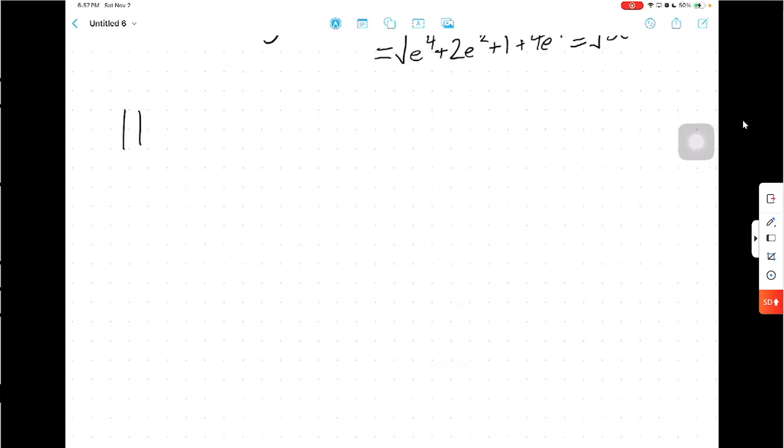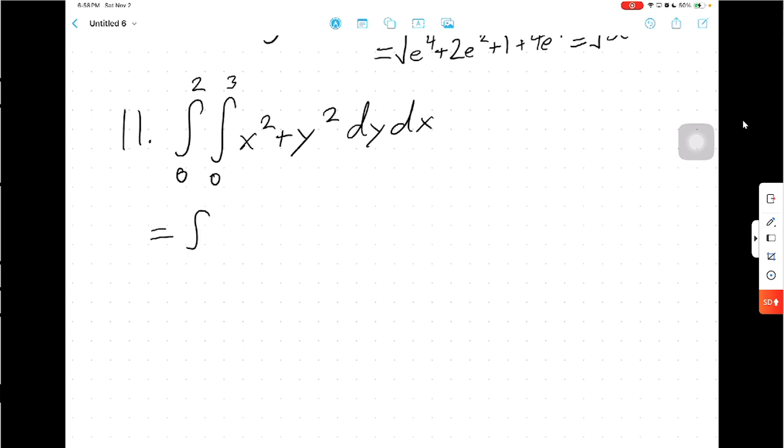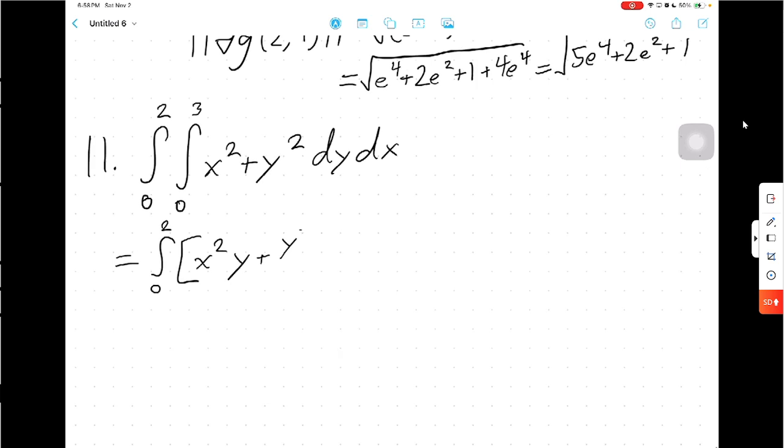All right, 11. Near the end. This is in math. The integral dy dx, 0 to 2 of x squared y plus y cubed over 3, evaluated from 0 to 3.